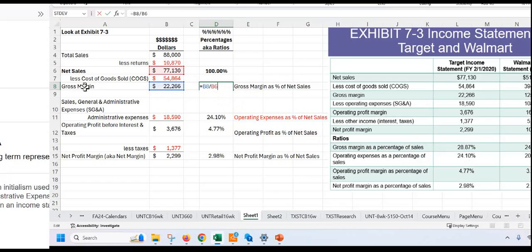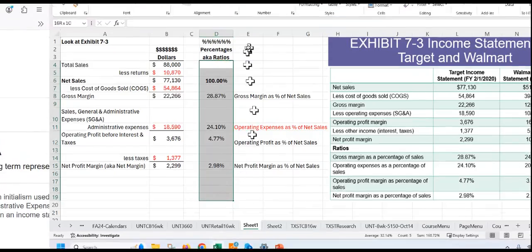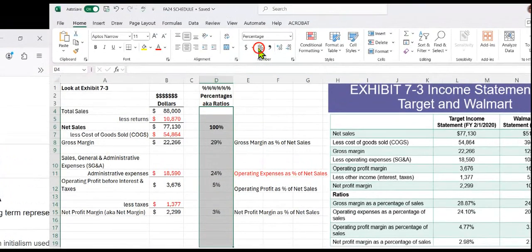the gross margin and divide it by net sales, B8 divided by B6. Now you can all type this out, right? B8 divided by B6, and hit enter. And we get 28.87%. Now here again, I've taken my entire column and I've come up here and hit the percentage thing, right?